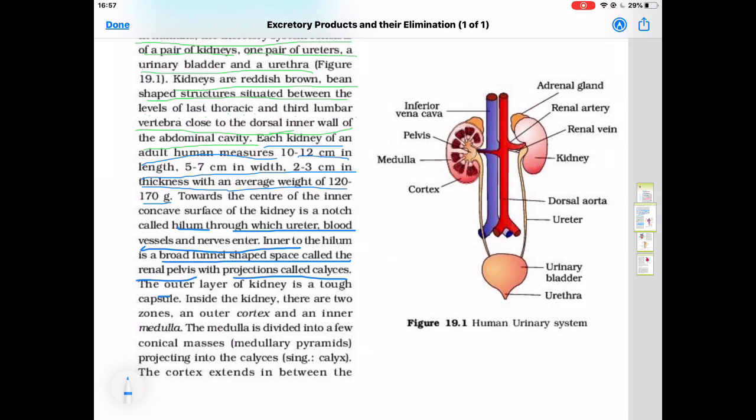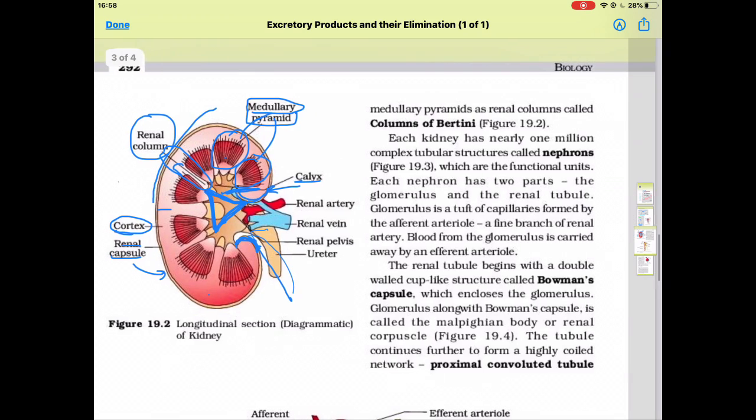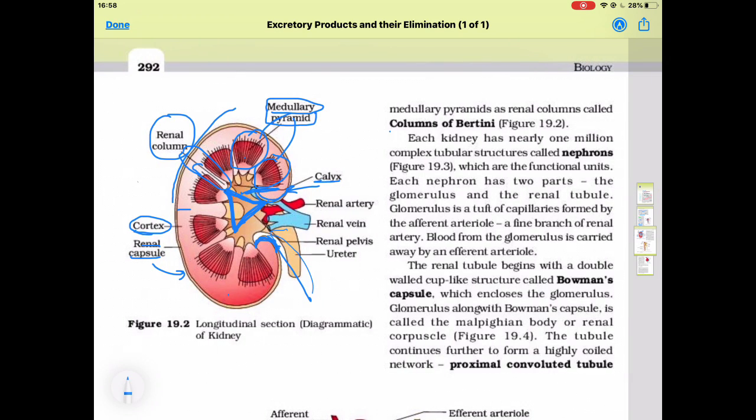The outer layer of the kidney is a tough capsule. Inside the kidney, there are two zones, the outer cortex and the inner medulla. The medulla is divided into a few conical masses known as medullary pyramids projecting into the calyces. They are attached with the calyces. The cortex extends in between the medullary pyramids as renal columns called columns of Bertini. I hope this is clear.